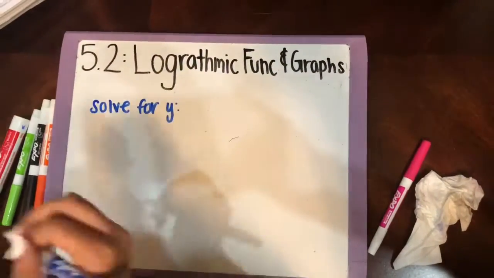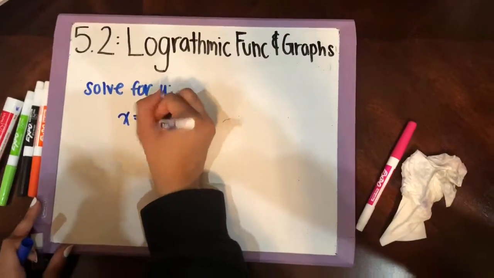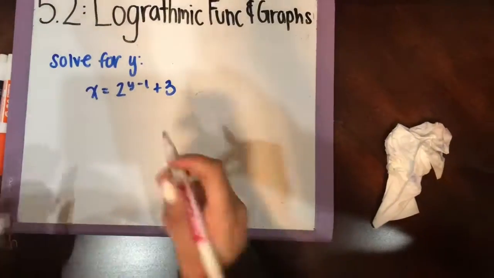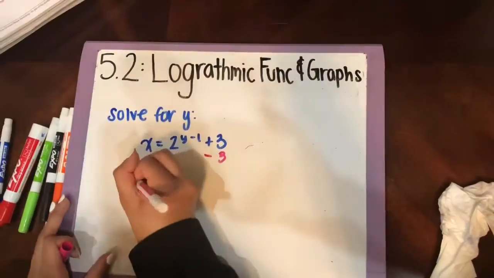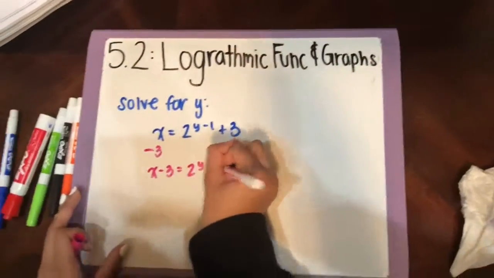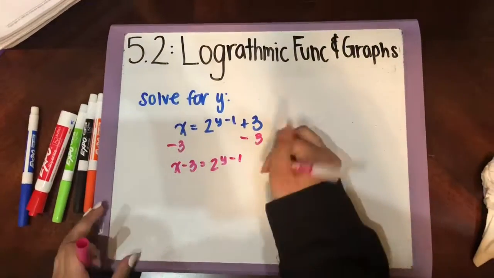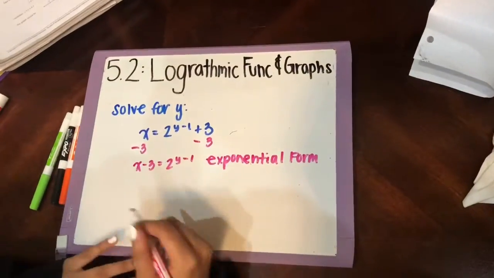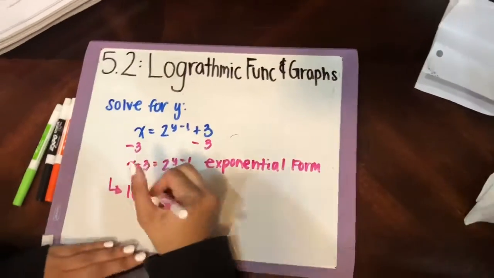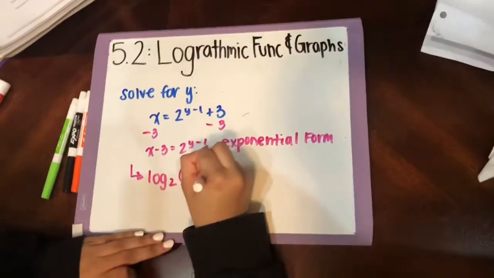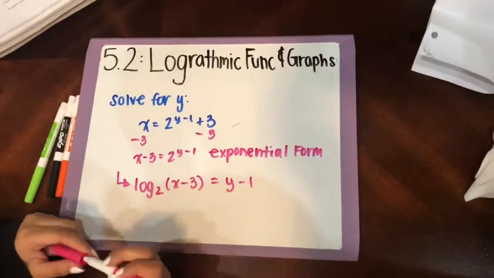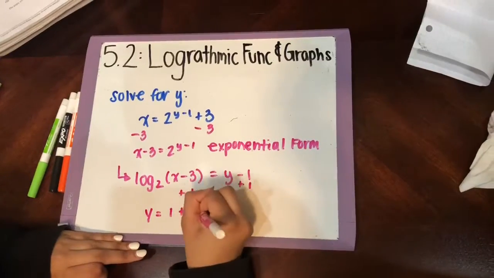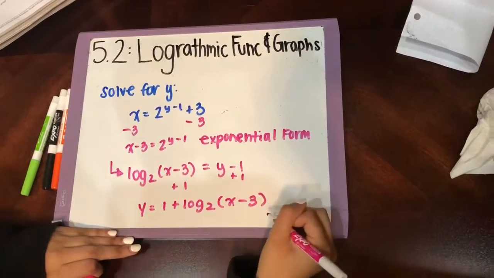Now let's solve for y. So taking the new equation, you want to get y by itself. From there, you subtract 3 from both sides, leaving you with x minus 3 is equal to 2 to the power of y minus 1, which is in the exponential form. From exponential form, you can change it to logarithmic form, then you will get log base 2 of (x minus 3) is equal to y minus 1. And from there, all you have to do is get rid of the 1 by adding it to the other side, leaving you with y is equal to 1 plus log base 2 of (x minus 3).